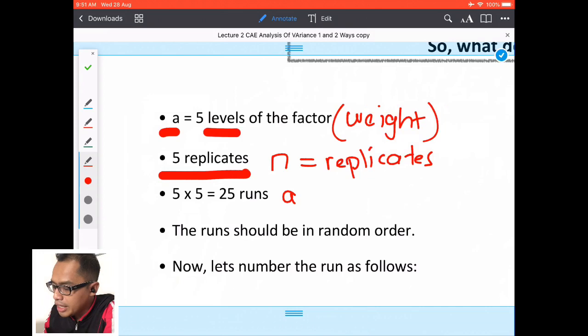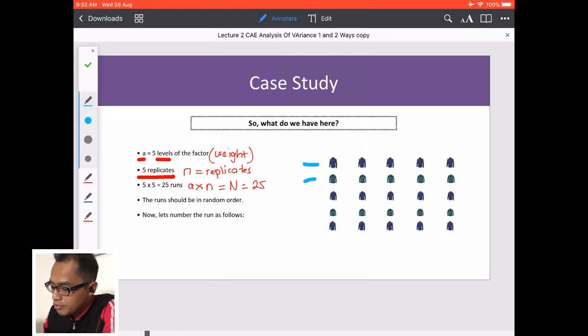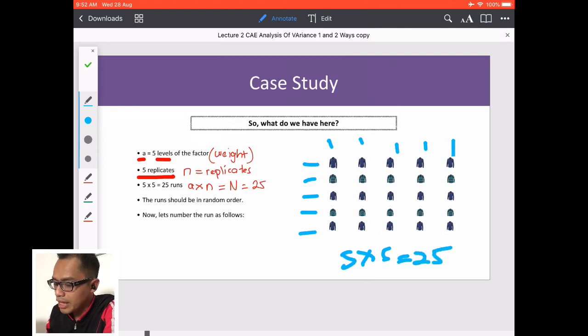So therefore, A, which is the level, times N, which is the replicates, will be big N. And here is 25. That means, of course, 25 comes from 5 levels and 5 repetitions. 5 times 5 is 25, and we call it runs or samples. These two now are the extra part.